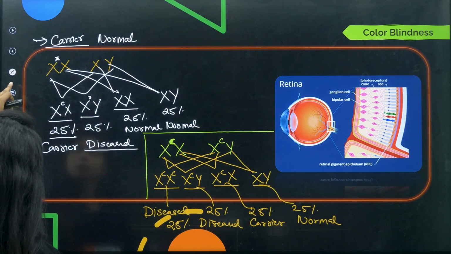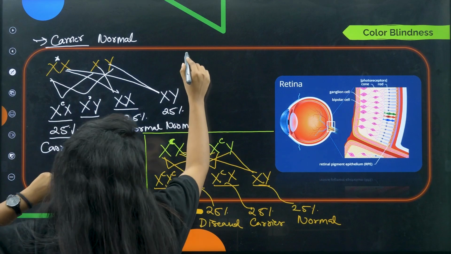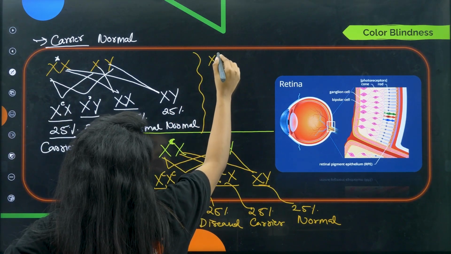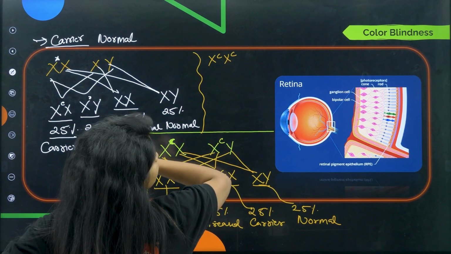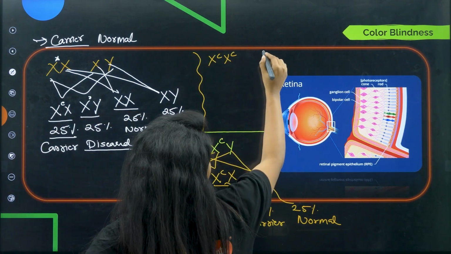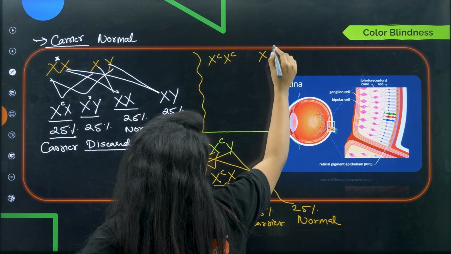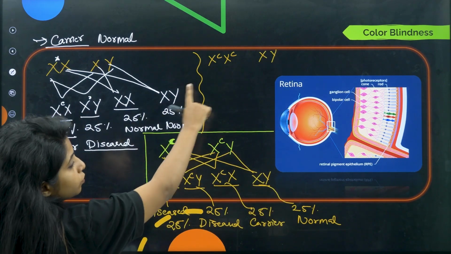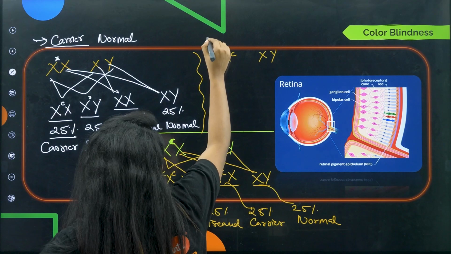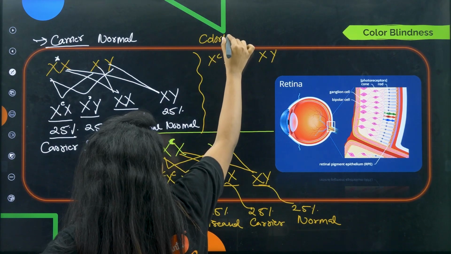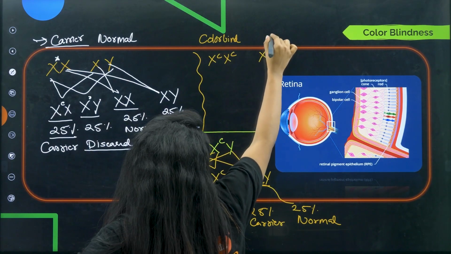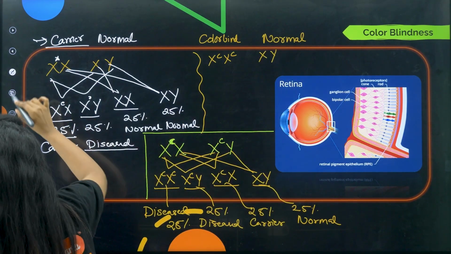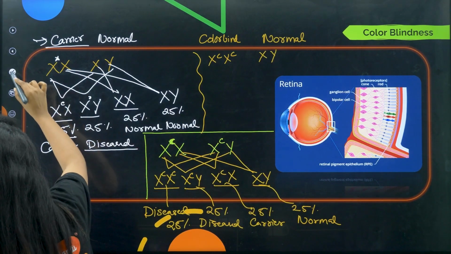Now I will give one more scenario, children, since we are very close to all this. Let's study one more scenario where both the chromosomes of the mother are affected and the father is normal. Both the chromosomes are affected and father is normal. So I say mother is colorblind whereas father is normal. Cool. Now let's cross.